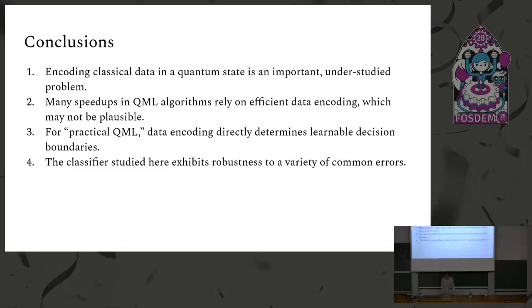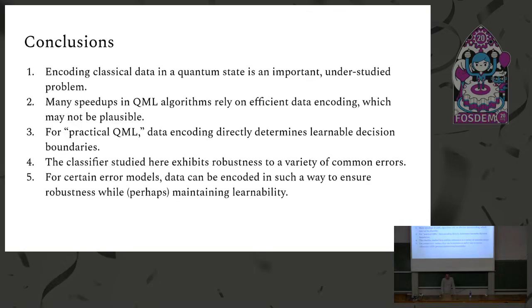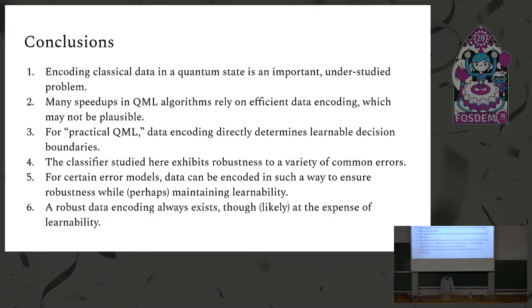The classifier model itself, independent of the encoding, has some nice robustness. And for certain error models, you can encode your data in such a way that you can still ensure robustness while perhaps maintaining learnability as well. That's the example we saw with the amplitude damping channel. And again, the last point, a robust data encoding always exists just by virtue of fixed points, but again, likely at the expense of the learnability of the model.